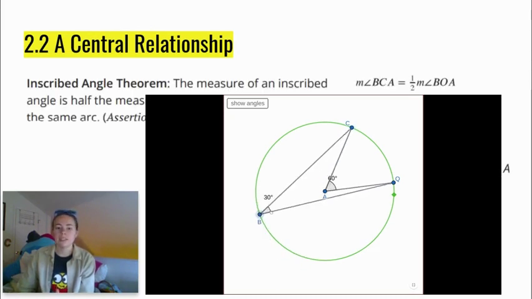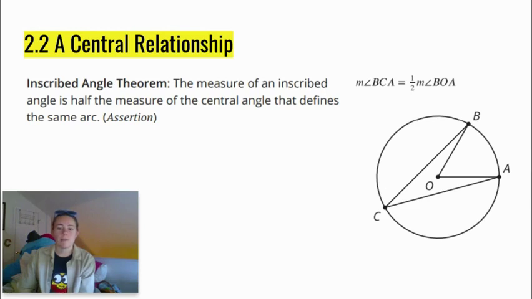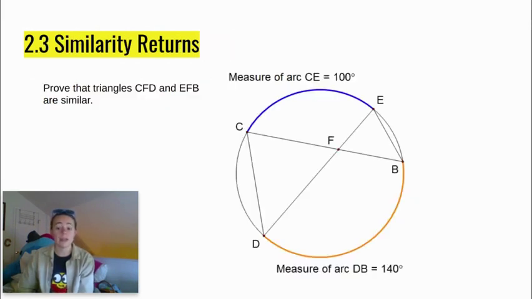So this brings us to the inscribed angle theorem. The measure of the inscribed angle is half the measure of the central angle that defines the same arc. Now we didn't exactly prove that this is true, but based on our observations, we have a pretty good idea that it is. For now, we're just going to call this an assertion. Now let's apply the theorem to prove that two triangles are similar.